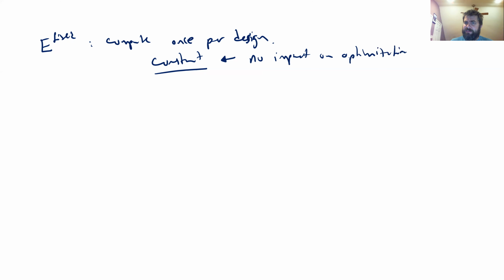So we may calculate it. We don't even have to. We could ignore that piece entirely.